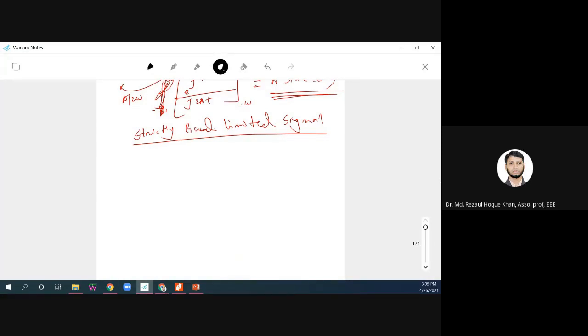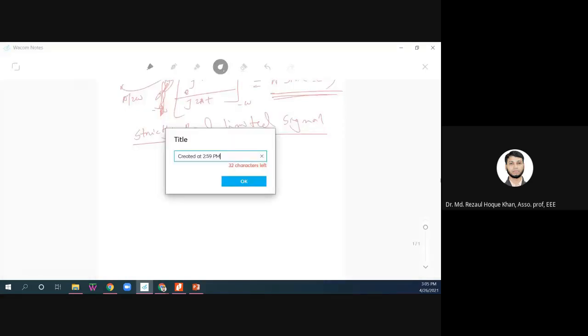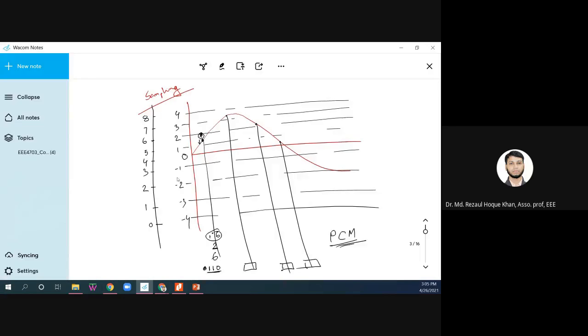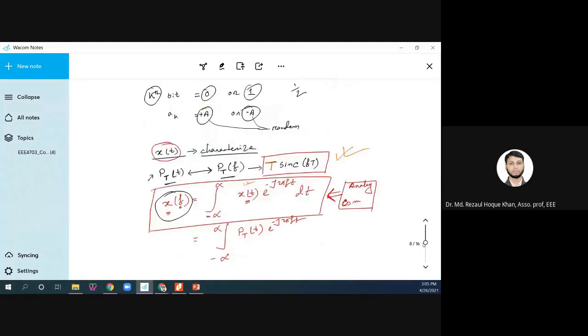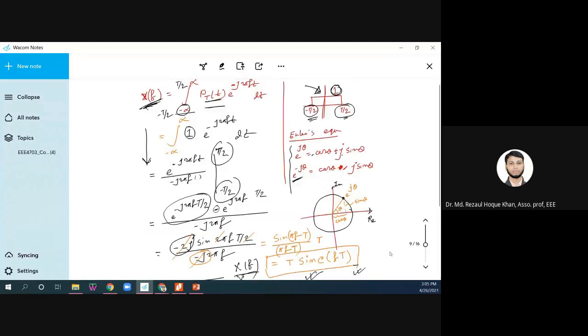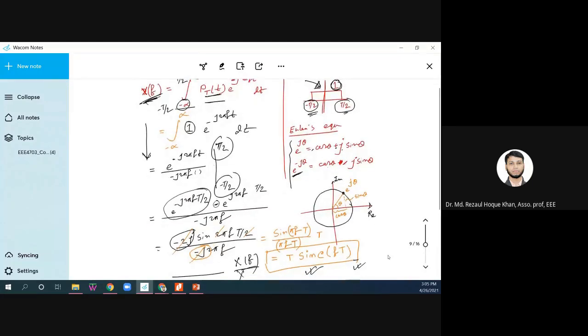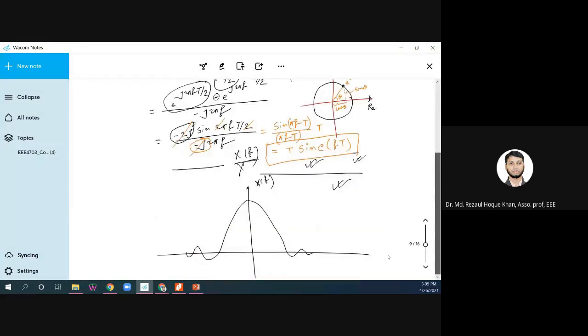For example, let us go to our previous review class, Review 1. In our previous classes, we have seen, when we make the solution, the sinc function. Can anyone, we have already drawn the signal. You see, this is the sinc function, right?